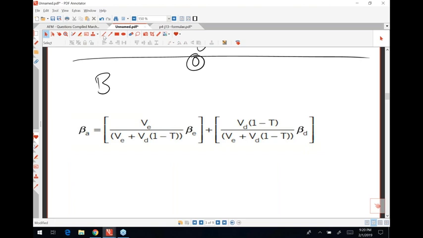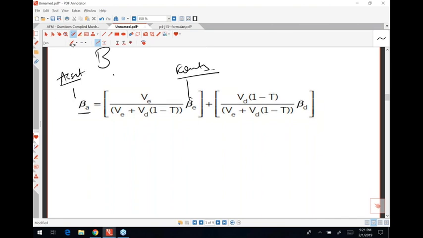Okay, now see. The formula is like this, where the asset beta is equivalent to value of equity divided by value of equity plus value of debt multiplied by (1 minus t), multiplied by equity beta, plus value of debt multiplied by (1 minus t) divided by value of equity plus value of debt multiplied by (1 minus t), and debt beta.